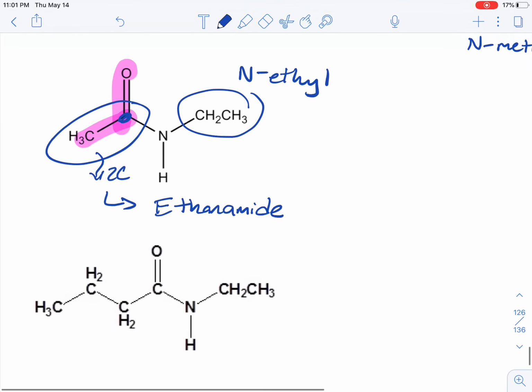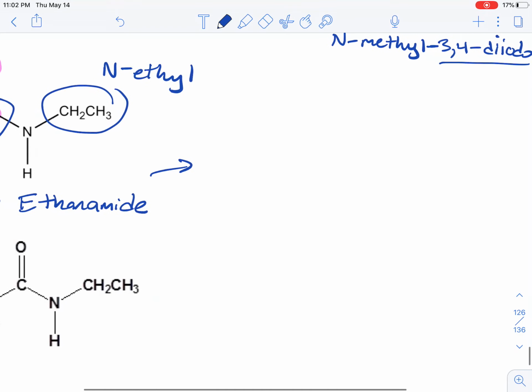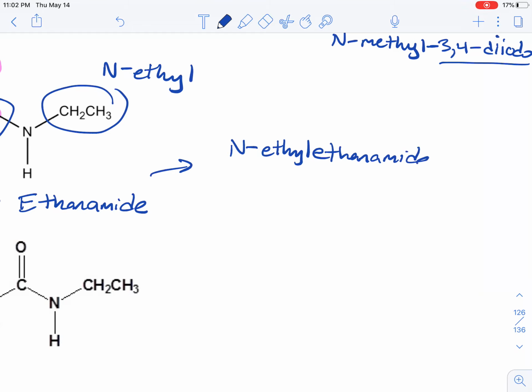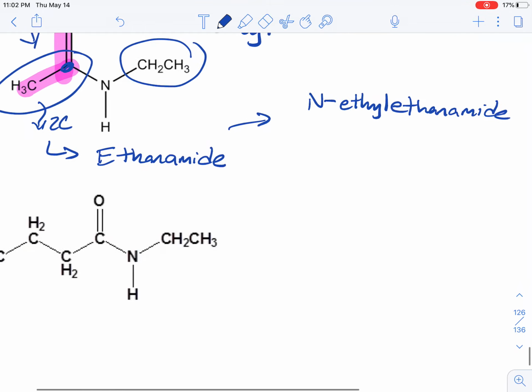Since there's no other substituents on this parent chain, combine these two pieces. So I have N-ethyl, ethanamide. And I'm done.